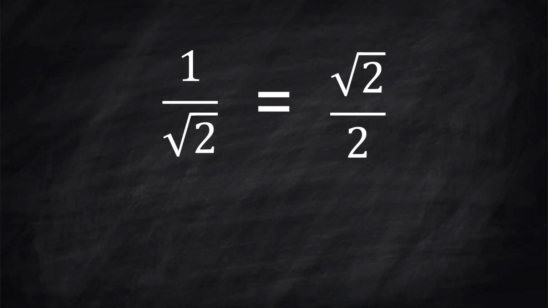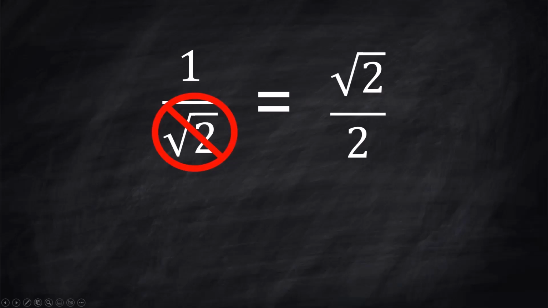These two are actually equal, but one of them is not allowed. This one, you're not allowed to have a square root in the denominator. In algebra, you may be taught something called rationalizing the denominator, and that's what I want to teach you today.